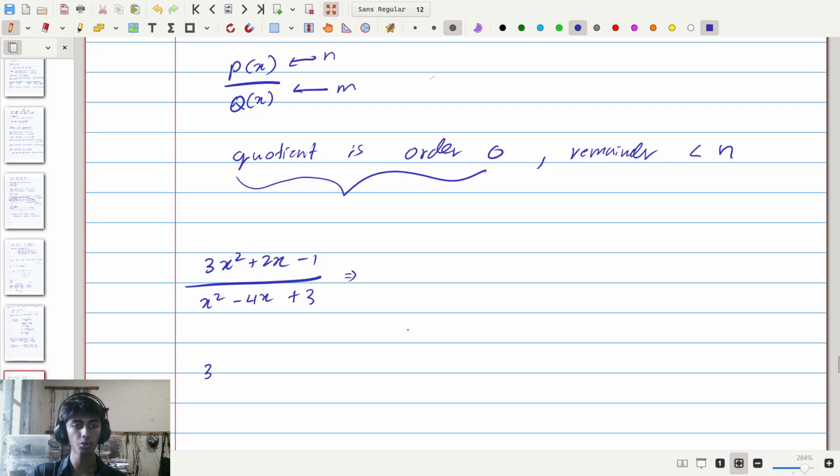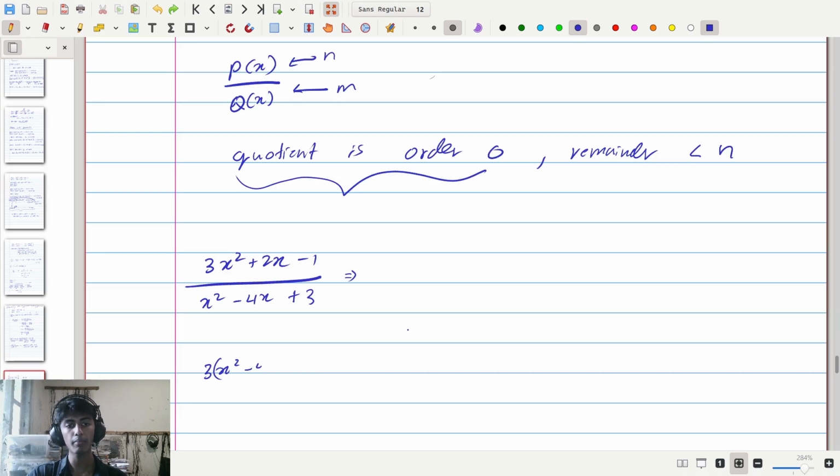So if we do 3 times x squared minus 4x plus 3, this will be 3x squared, so we are eliminating the highest order term. We are eliminating the 3x squared, but we have an extra negative 12x plus 9. So we need to somehow get a negative 12x and a plus 9 on the numerator. We can do this, of course, no problem.